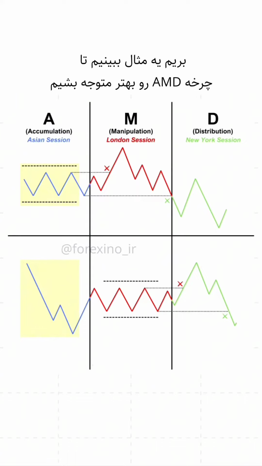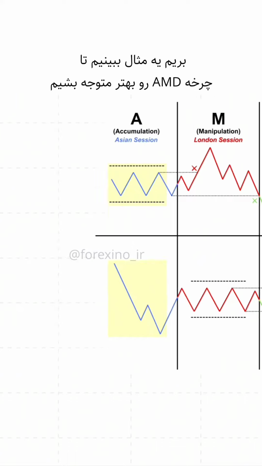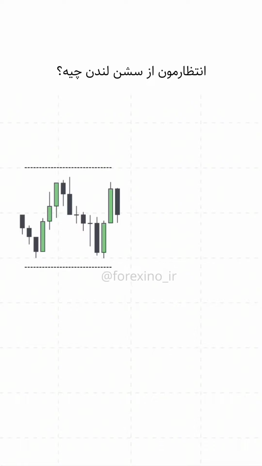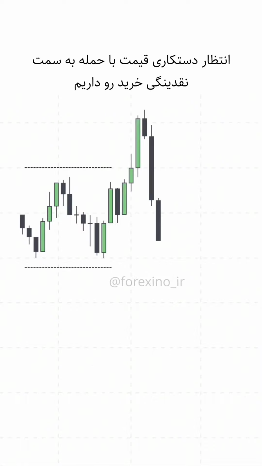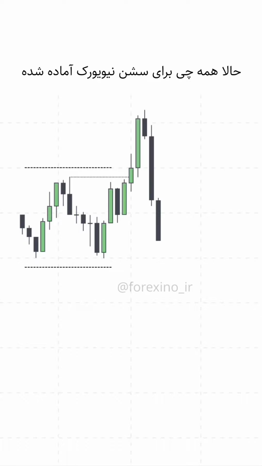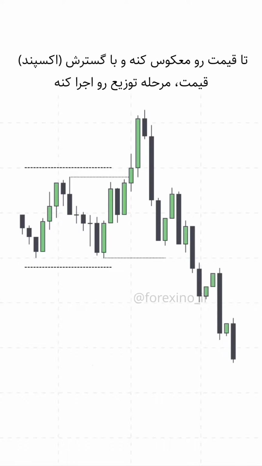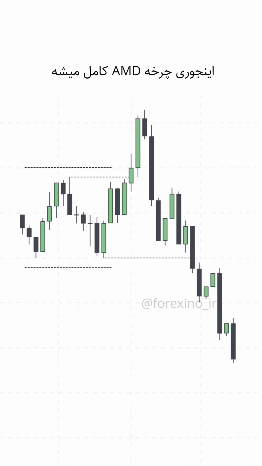But let's move on to a chart example to properly illustrate the AMD cycle. Here, we've got this buy-side liquidity pool, and price accumulated during the Asian session. So what do we expect the London session to do? Well, we expect it to manipulate by raiding buy-side. Now, the stage is set for the New York session to open, reverse, and distribute during the expansion to complete the AMD cycle.